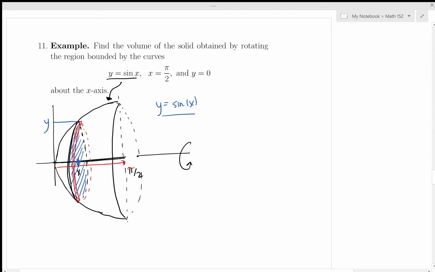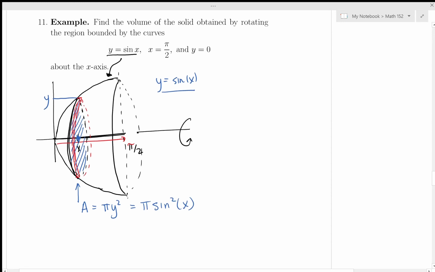So the area of that cross section is pi times y squared. That's pi r squared, where the radius r is y, and I know that y is sine x, so that becomes pi sine squared x. That is the area of the base of the approximating cylinder. So I've now figured that out. What I want to do now is add up all of those.